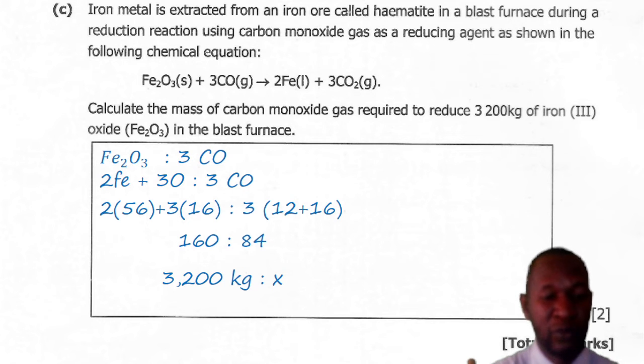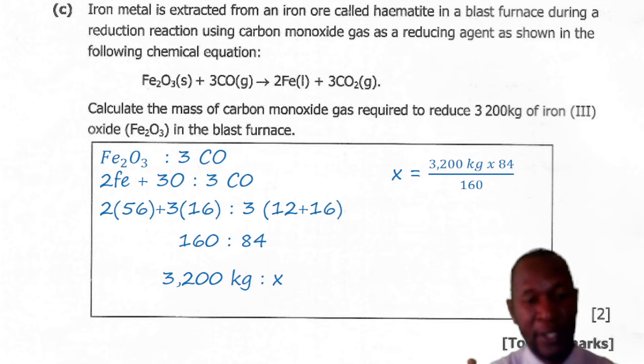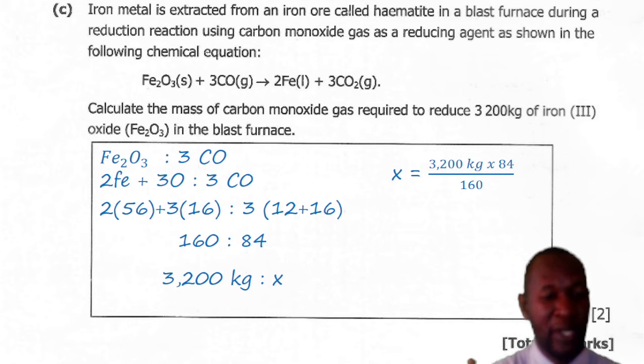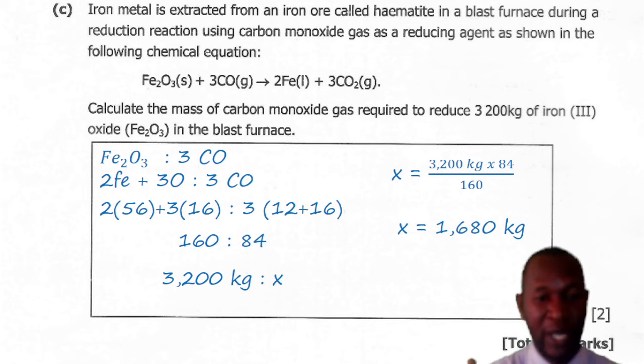So now from our equation, for our sample size, we are given 3,200 kilograms. We end up needing what? X. So to find X, we cross multiply. That will give us X multiplied by 160, and the 3,200 kilograms multiplied by 84. So to find X, we divide by 160 on both sides. So now X will be equal to 3,200 kilograms times 84 divided by 160. This now gives us 1,680 kilograms.